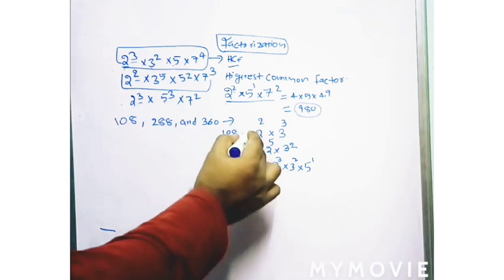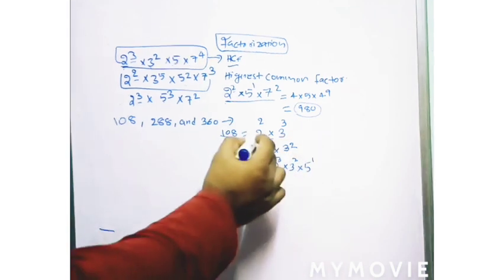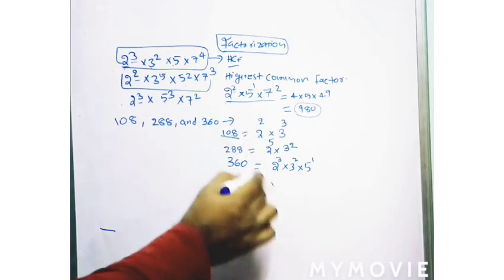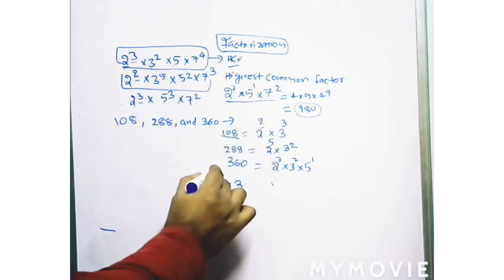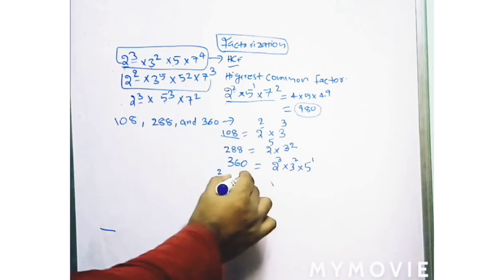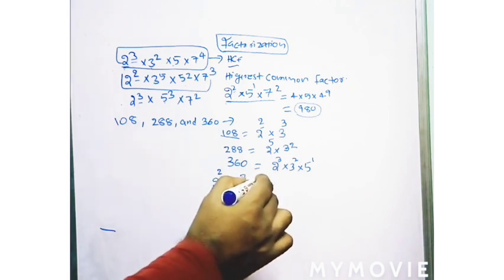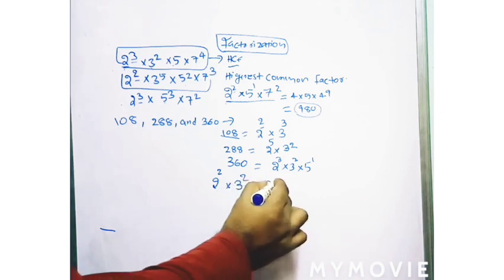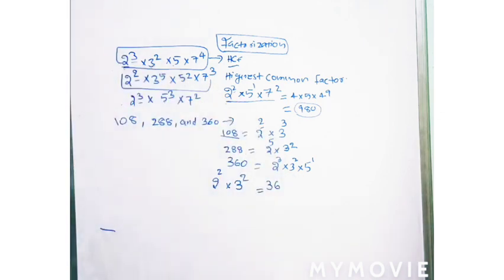Now, what are the common prime factors here? 2 and 3. What are the least powers of 2 and 3? For 2 it is 2, and for 3 it is 2. So what is the value here? 2 power 2 and 3 power 2, that is 36. Like this we identify the HCF in a simple format, and this is called the factorization method.